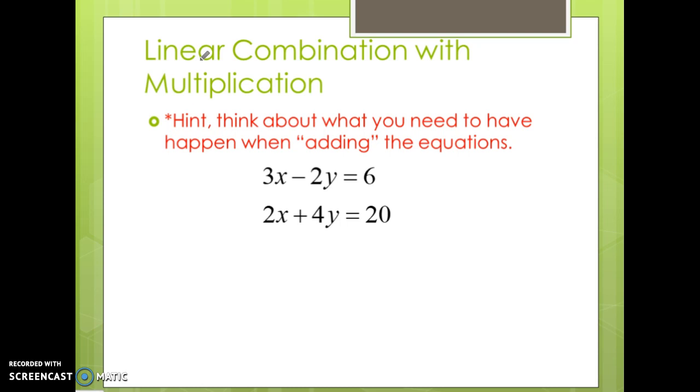equations would cancel out. So if I look at 3x minus 2y equals 6 and 2x plus 4y equals 20, I can see I have opposites here because one is subtracting and one is adding, but the numbers aren't the same. The coefficients aren't the same. So you could actually multiply one of these equations by a number, multiplying each term by that number so that it had a matching coefficient.